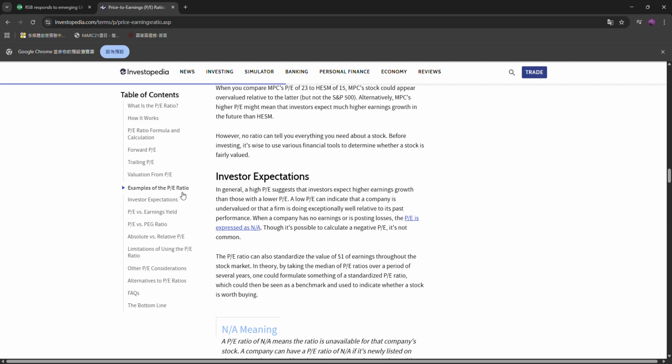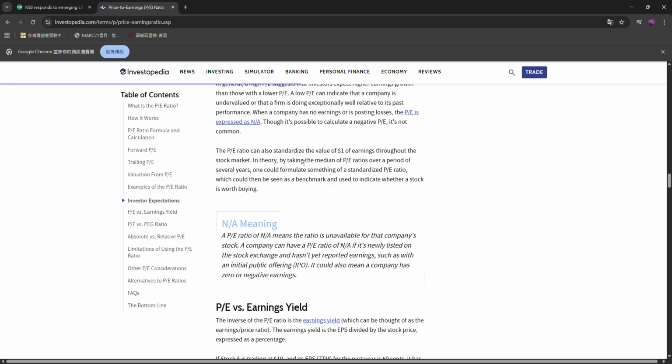Investors' expectations. In general, a high PE suggests that investors expect higher earnings growth than for companies with a lower PE. A low PE can indicate that a company is undervalued or that a firm is doing exceptionally well relative to its past performance. When a company has no earnings or is posting losses, its PE is expressed as NA. Though it's possible to calculate a negative PE, it's not common.